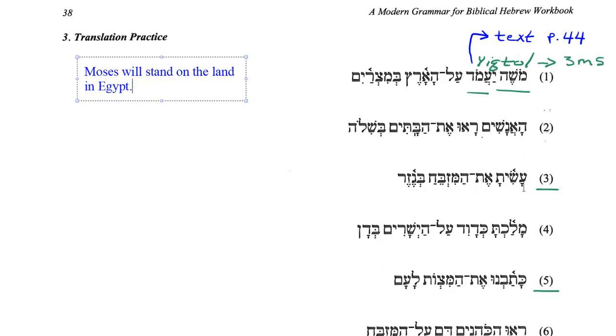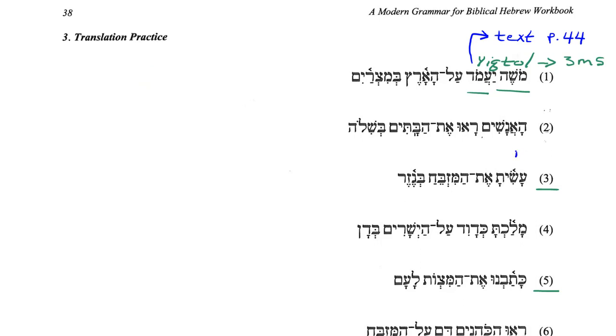Let's look at number 3. We have asita. Notice my accent here is above the second to last syllable. Asita et hamizbeach begezer. Okay, now to figure this one out, we're going to have to go look at the chart on page 56 of the textbook. So we'll go over there.